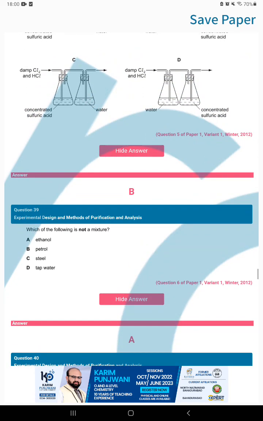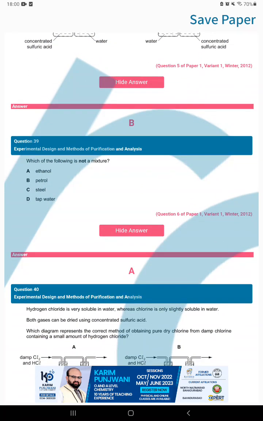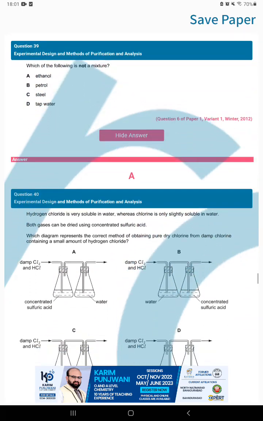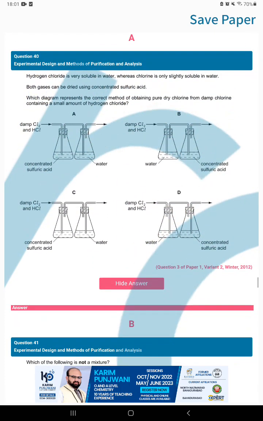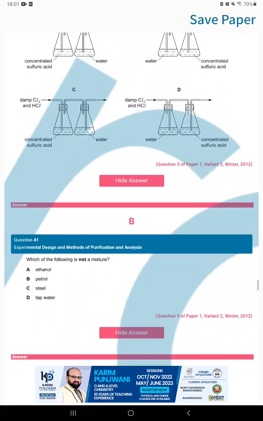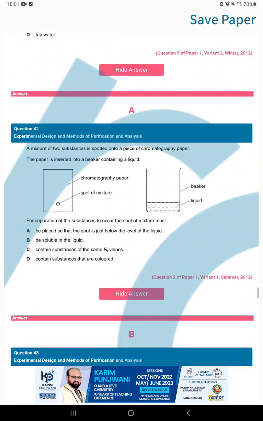Which of the following is not a mixture? Ethanol, petrol, steel, tap water. Hydrogen, okay, we have done this. Is not a mixture. Okay.